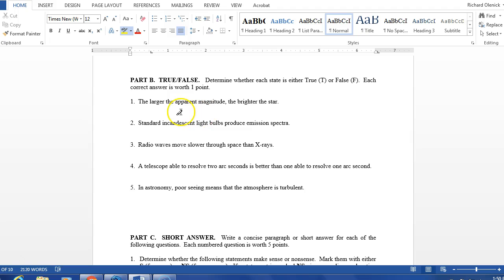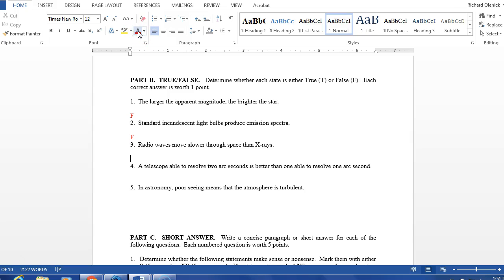Now we move on to true and false. The larger the apparent magnitude, the brighter the star. That is going to be false. We know it's dimmer. Just the contrary, it should be dimmer. Standard incandescent light bulbs produce emission spectra. False. They produce continuous spectra.